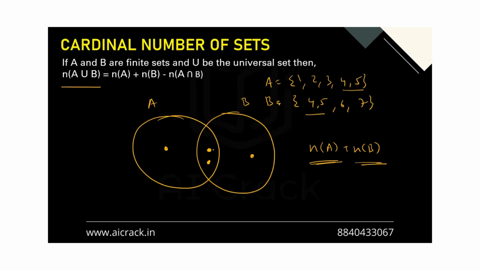So what we have to do is remove this extra dot. What is this extra dot? These are the elements which are common in both A and B, and that is represented by n of A intersection B. So n of A union B comes out to be nA plus nB, which was represented by this dot, this dot, this dot, and this dot, subtracting this particular dot, which is n of A intersection B. So this is how our formula for n of A union B came about.